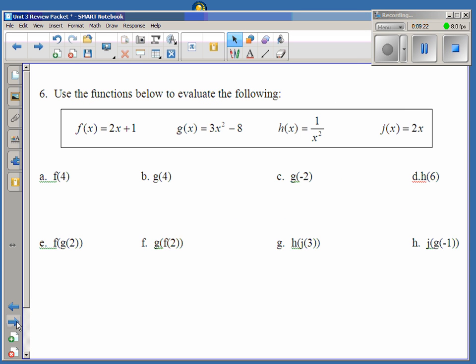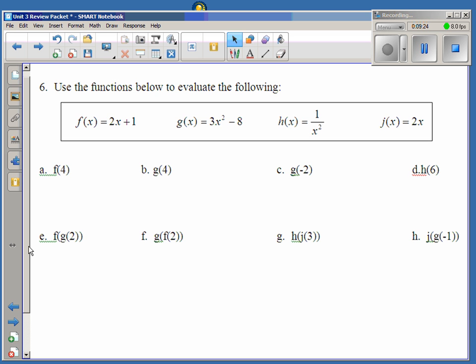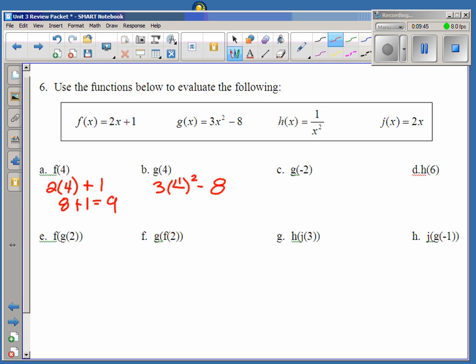Okay. Now we get to function notation, and we notice we have notation and composition all at once. So if I want to find f of 4, that means I go to the f of x function, which is 2x plus 1, and I replace x with 4, so I get 8 plus 1, which gives me 9. G of 4, I take the g of x function, which looks like that, and I'm replacing x with 4. Remember, you have to do your exponents first. So you do 3 times 16, which is 48, minus 8 gives me 40. All right. G of negative 2 is similar.